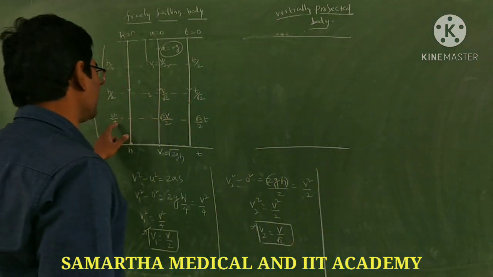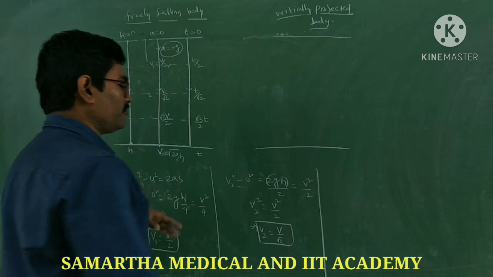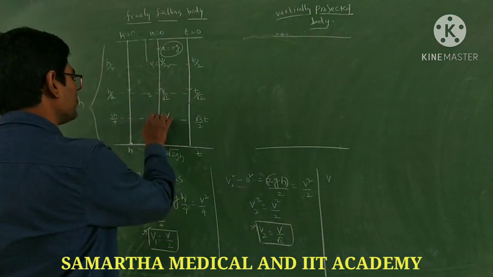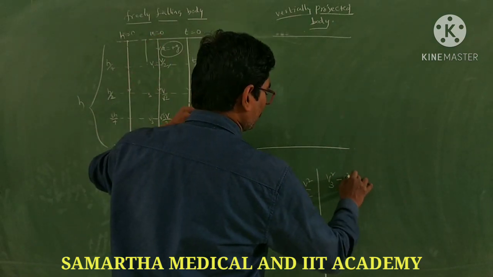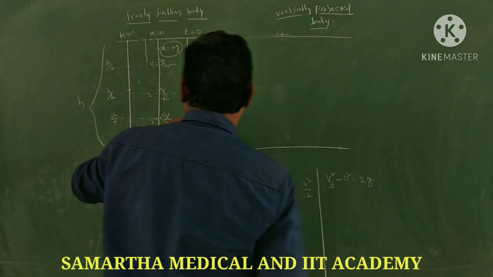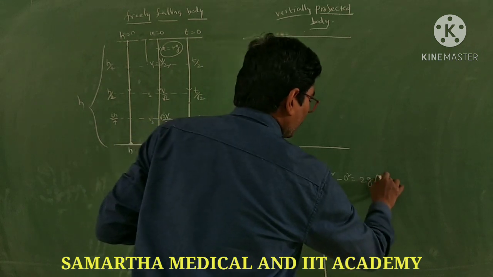Similarly, you can go for 3h by 4. For 3h by 4 it is also the same. You just take this as v3. So what you can write? v3 square minus 0 square is equal to 2g times h, which is 3h by 4.